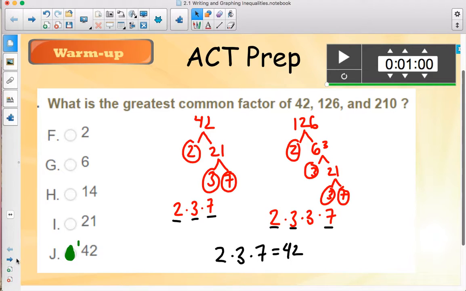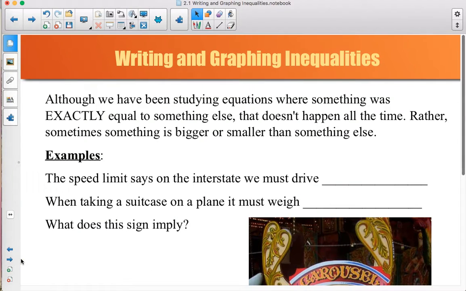Your notes will actually start with the next slide, so have your notes out and ready. What we're going to be studying in this chapter: we studied last chapter how to solve equations when something exactly equals something else, but now we're going to study what are called inequalities. Although we've been studying equations where something was exactly equal to something else, that doesn't happen all the time.